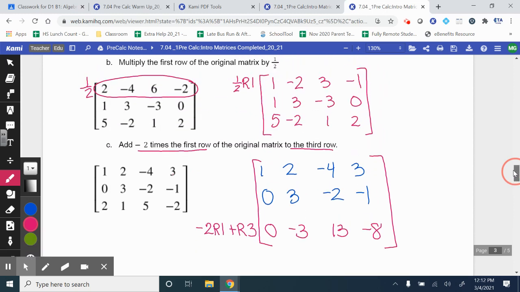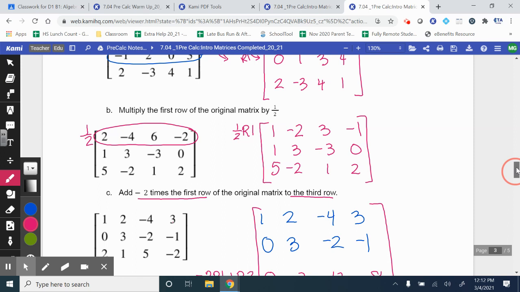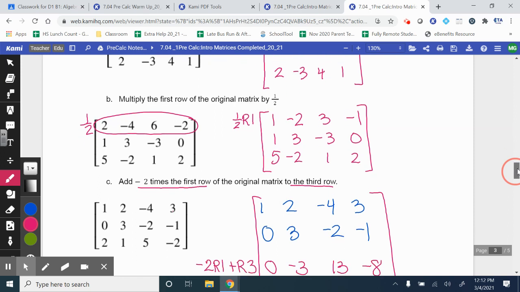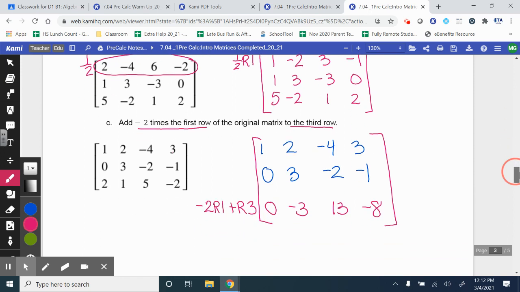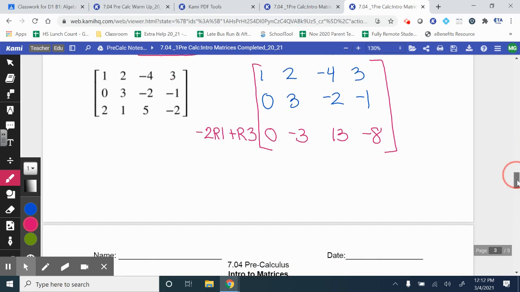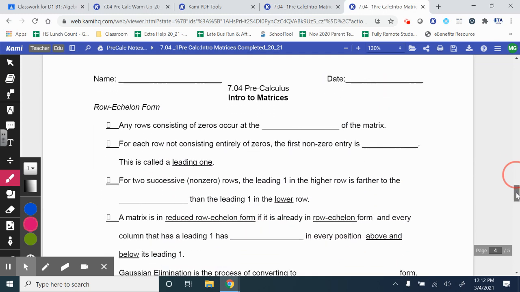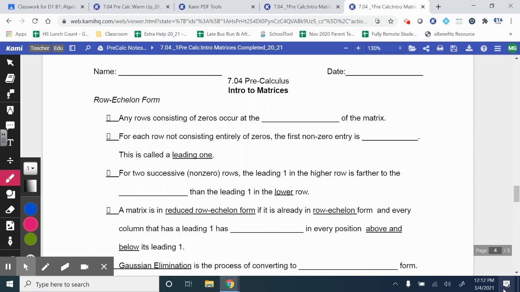So those are your three things you can do to the matrix. A, switch two rows; B, multiply a row by any number you want; and C, add a multiple of one row to another row. Again, it changes the row that you are adding it to. And I want you to always label on the new matrix.